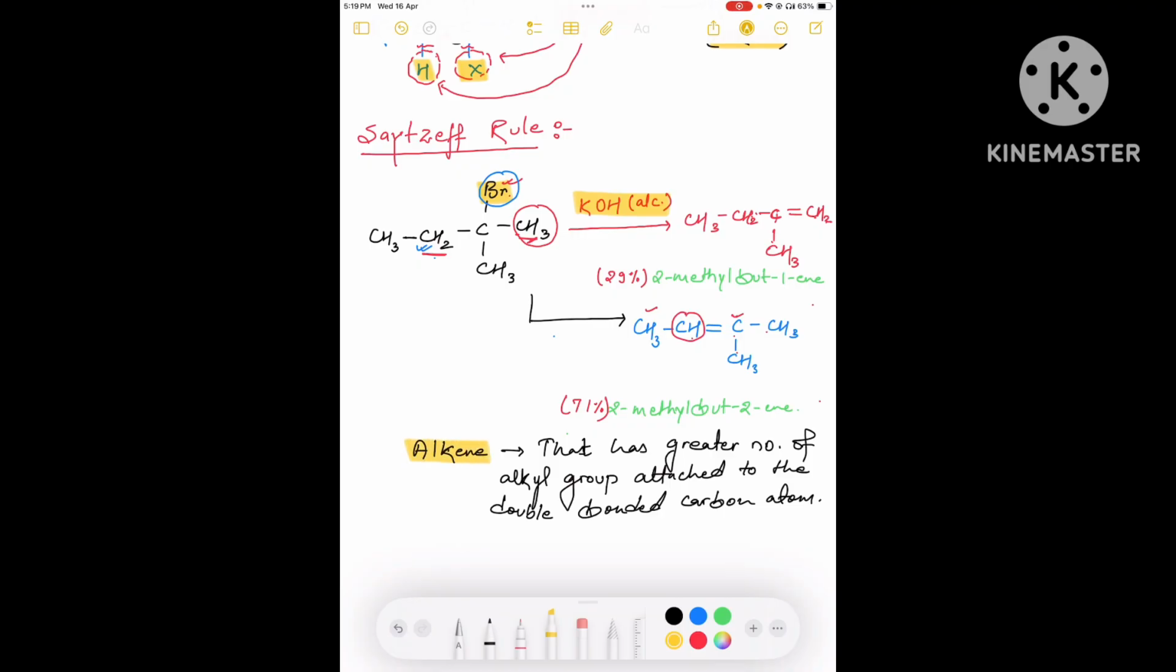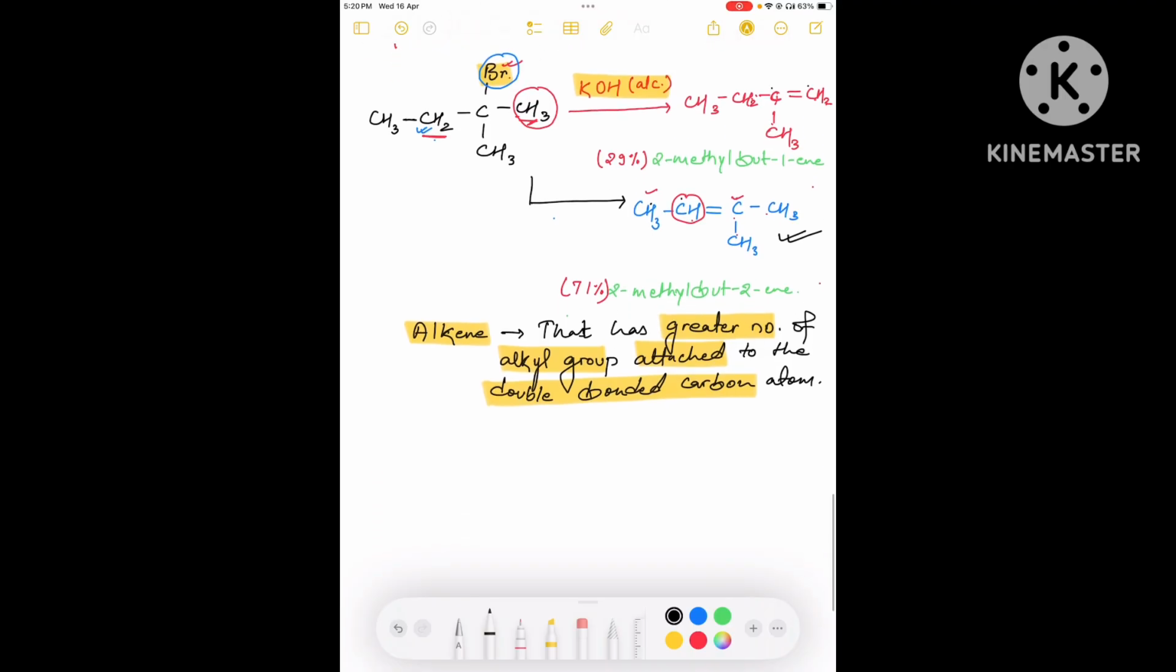What it says: the alkene that has a greater number of alkyl groups attached to the double bonded carbon atom. In this situation, this double bonded carbon atom has three alkyl groups, and this double bonded carbon atom has only one alkyl group. And this one has two alkyl groups, and this one has three alkyl groups. So this one will be the preferred product. That is what the Saytzeff rule tells us. Let's move on to the next one.